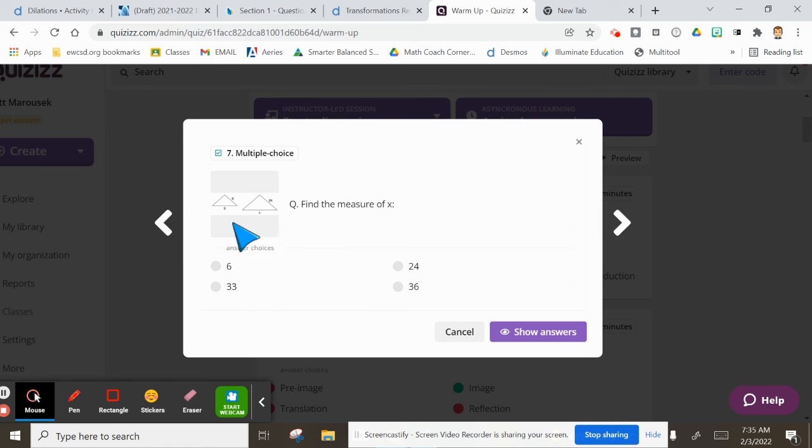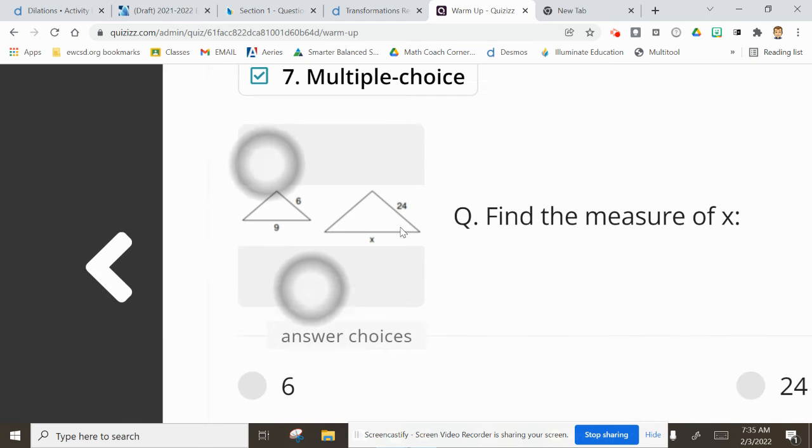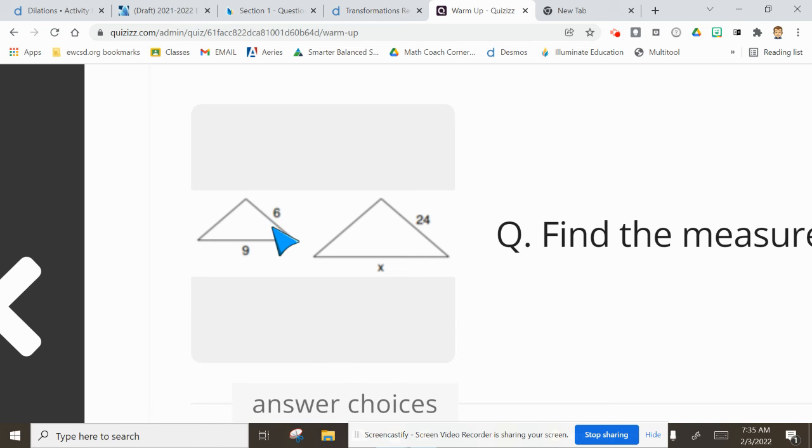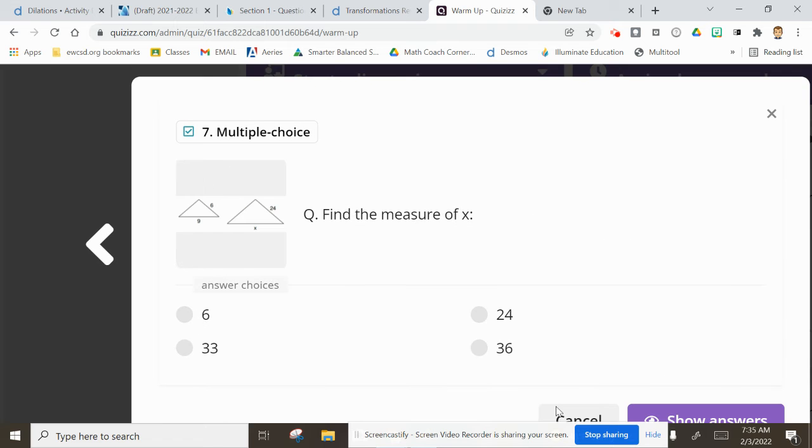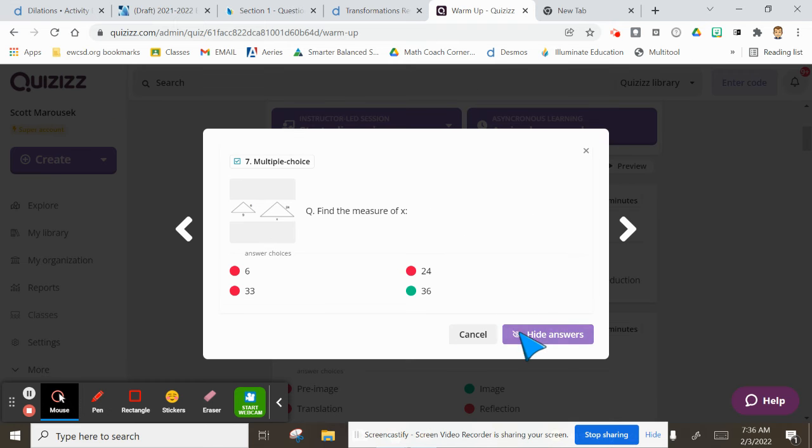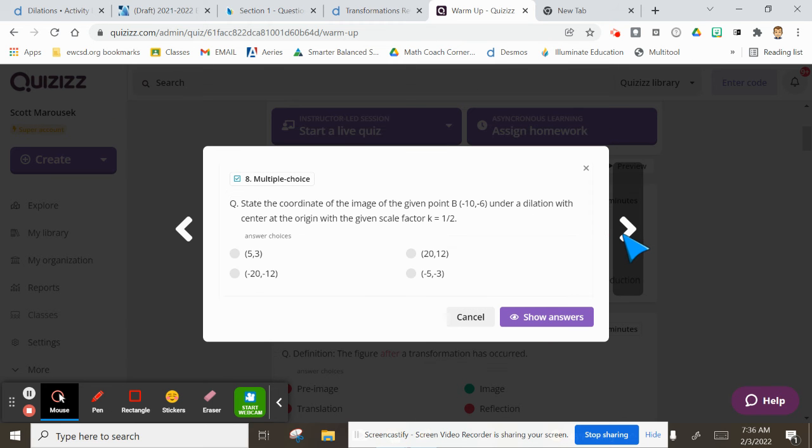Let's see. For this one, we didn't really talk about it, and maybe we have, but we're comparing sides. So if you compare this side to this side, it was multiplying by 4. So you're multiplying by 4. 6 times 4 is 24. So what would you have to multiply 9 by to get to x? It would be 9 times 4, which is 36. All right. As we keep going, scale factors, you're going to cut this in half. Cut that in half. Whenever you multiply by a half, you're cutting it in half. This one you're going to multiply by 2. So multiply this coordinate by 2.